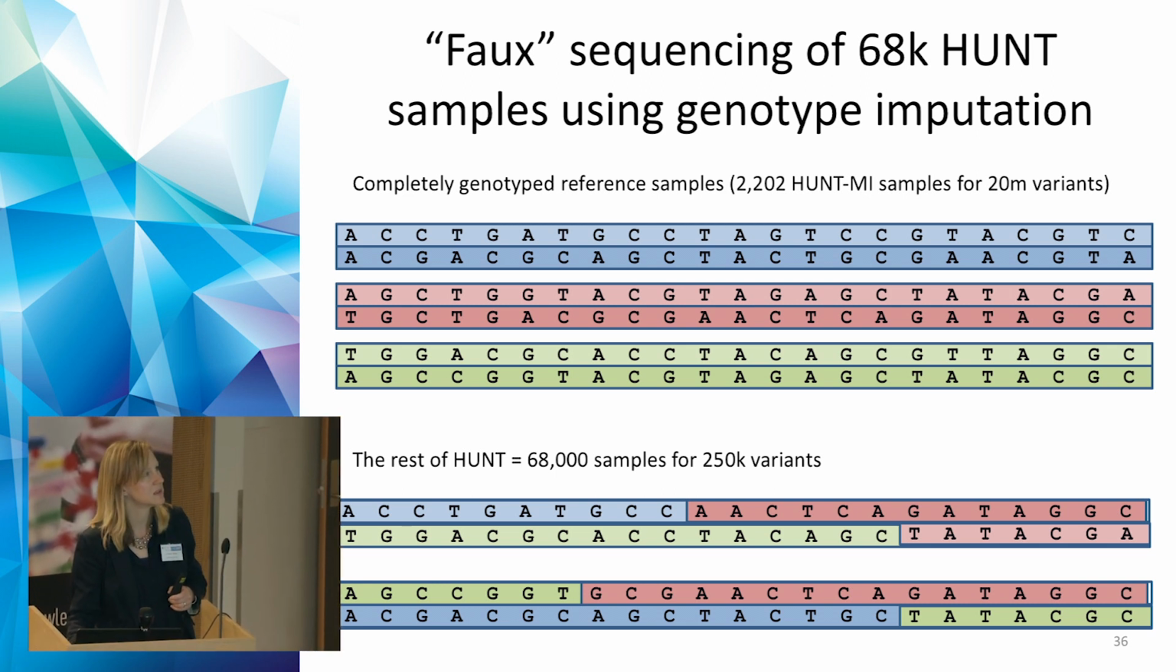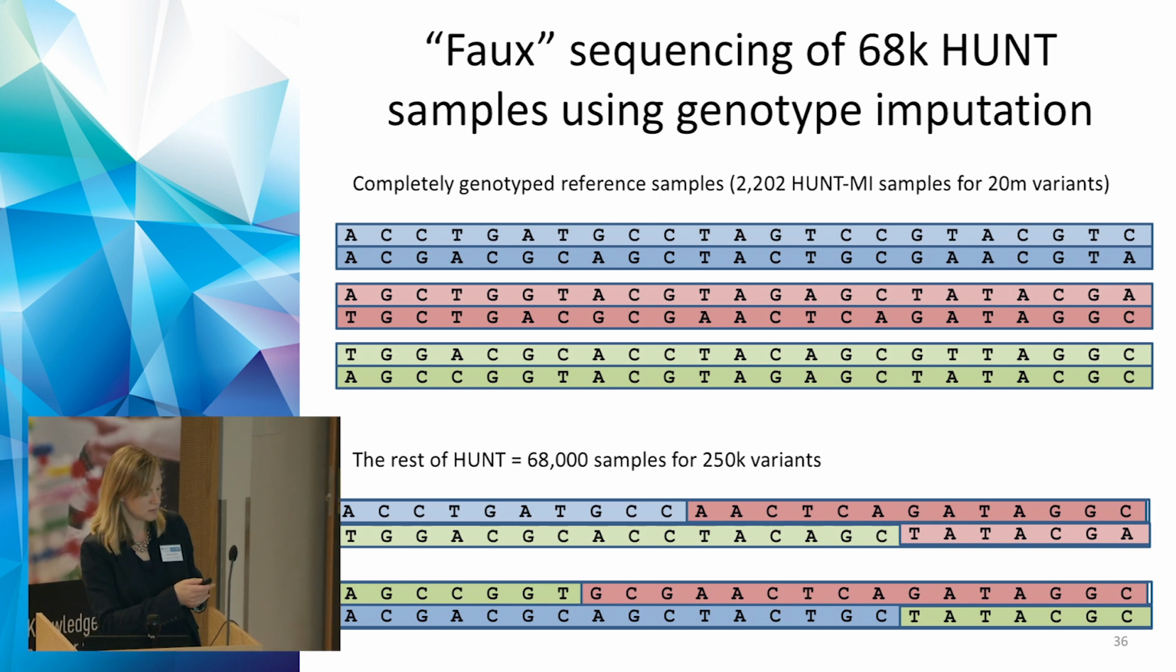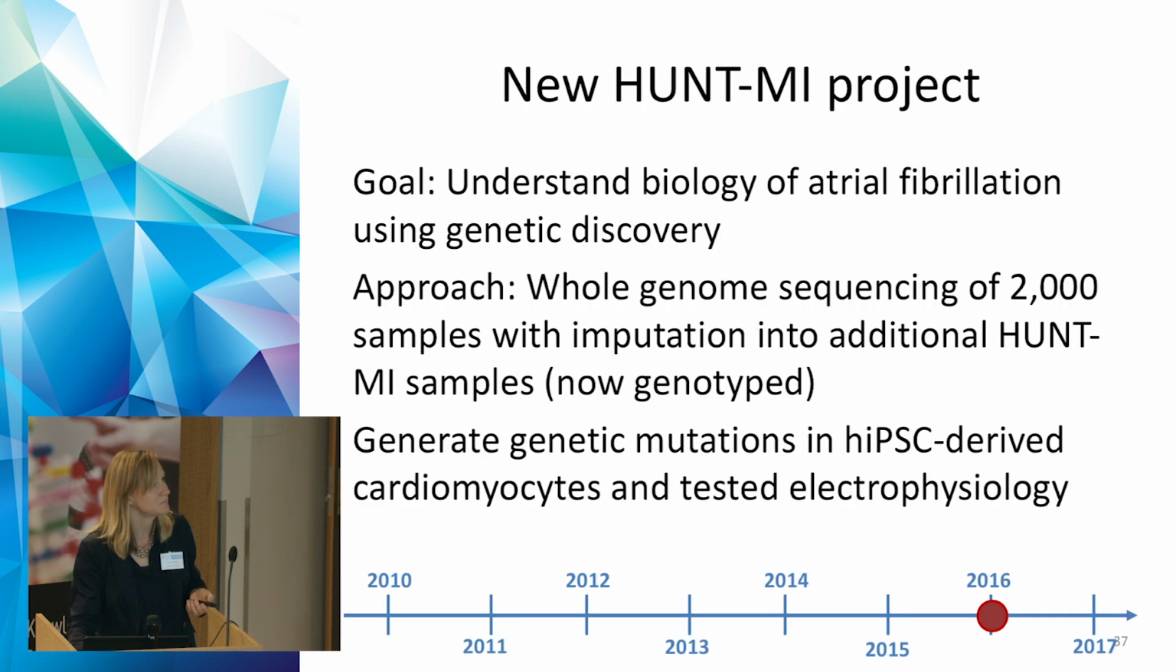So it works something like this. Based on what we observe, we can fill in the rest of the genotypes by picking a best match from our sequenced panel. So we fill in these genotypes in all of the 68,000 HUNT samples that now have genome-wide markers genotyped. And we end up with a pretty good guess of the genetic variation across all the markers of the genome.